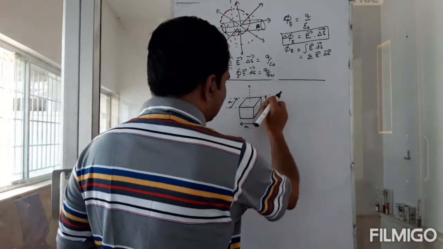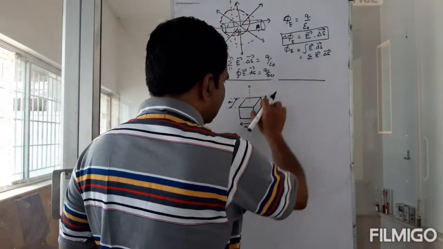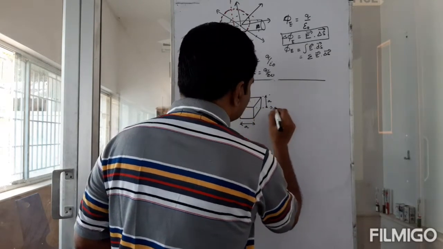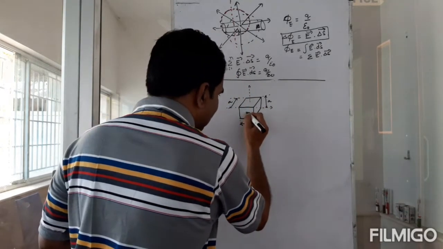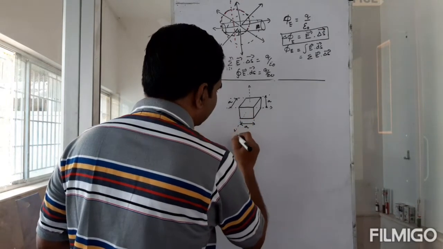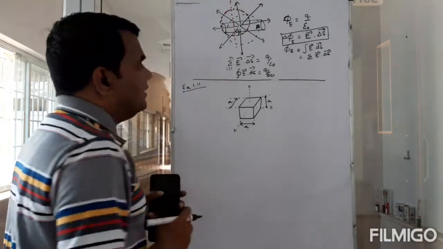And what about this area vector? A into A square in this direction, right? And then what about this? Then A into A square in this direction. Okay. So these are the normals.